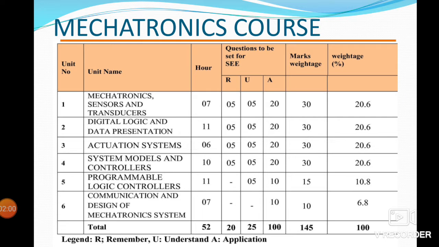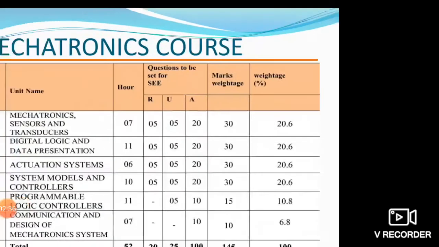So the total number of marks available for you to answer is 145, but you are going to answer for 100 marks depending upon your capacity. That is why it is important to decide how best you are going to involve yourself in getting a good number of marks in the examinations. So totally you are going to have 6 units, and let me start with the presentation on the first chapter, that is mechatronics, sensors and transducers.